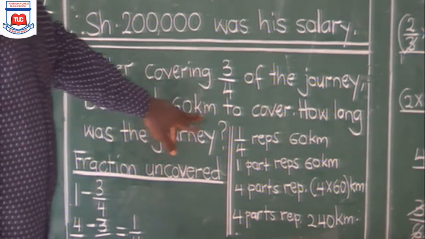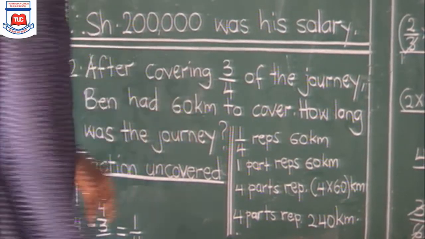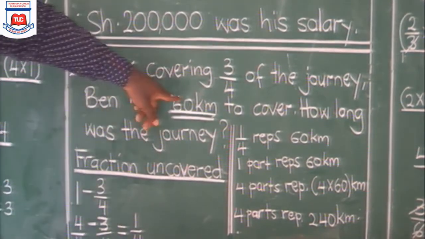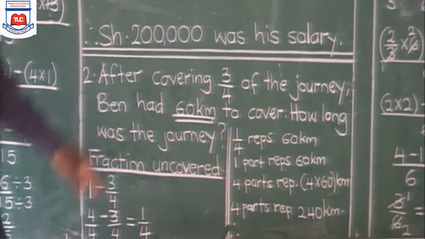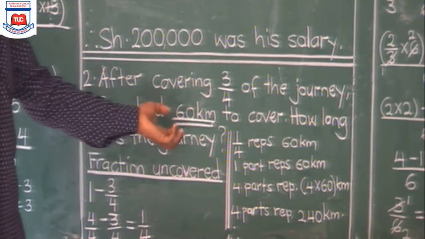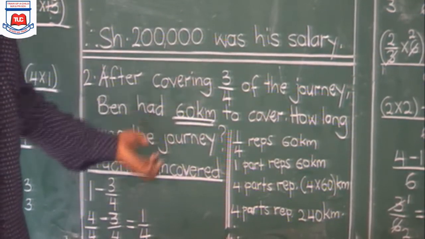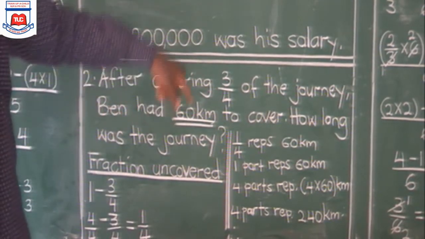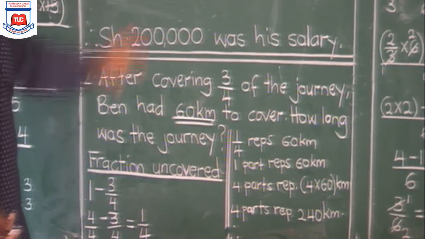Here, you must be careful about the service the 60 kilometers renders. What about 60 kilometers? 60 kilometers is the journey yet to be covered, because they are saying Ben had 60 kilometers to cover, so they are yet to be done.